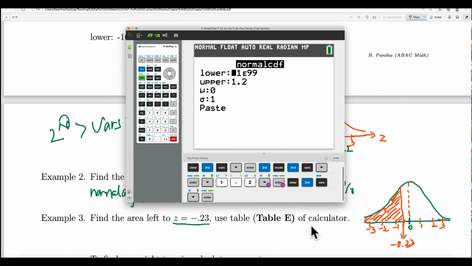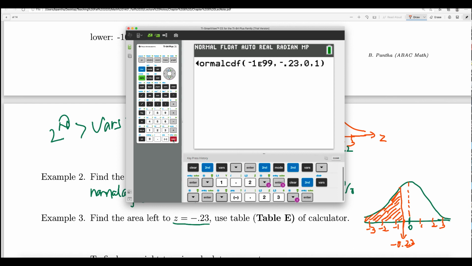So for the left bound you pick a very small number. The right side boundary is negative 0.23, but the left side boundary you can take a very small number. I'm taking negative 10 to the 99. That will be small enough. What is the upper bound here? The upper bound is negative 0.23. And what is the mean? Mean is 0, sigma is 1, because it is the z distribution. We are finding the area under the z distribution. So you paste it and hit enter. This is what you get.